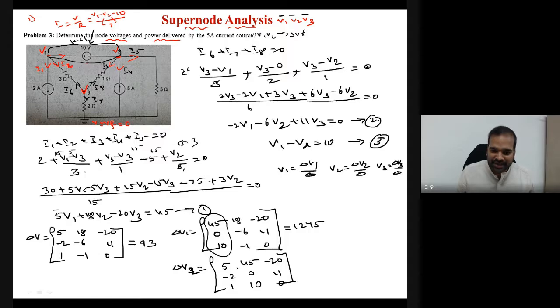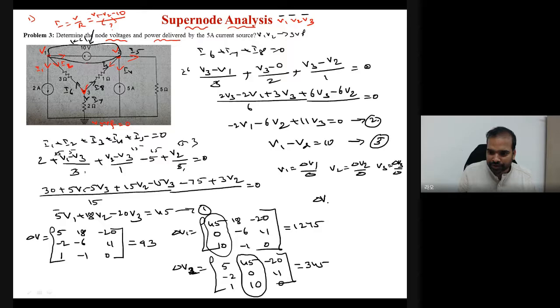Now you just compare delta V2 and delta V. Instead of V2 terms, I have written the constants and everything else is the same as delta V. Okay, the determinant of delta V2 equals what? 345. Okay, clear.